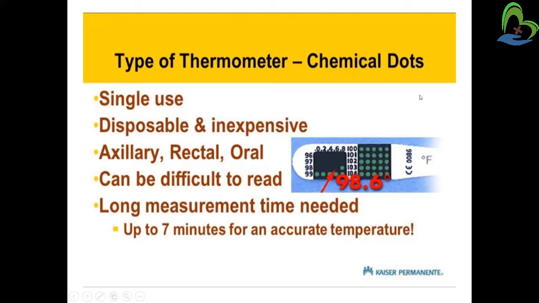So here the chemical dot ones are for single use, and that is a disposable one. So we can use it once and just throw it after use. And that is not much expensive. That is available in a cheap form in the market. Now axillary, oral and rectal can be difficult to read. Long measurement time is needed, up to 7 minutes for an accurate temperature. So this needs more time to get an accurate temperature, that is up to 7 minutes.